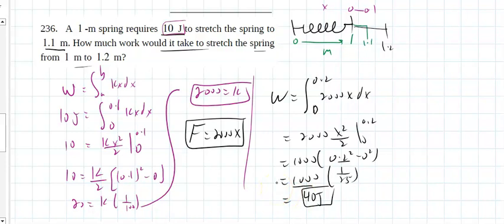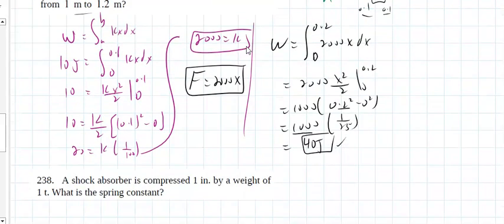Now notice in the first 0.1 meters, it took 10 joules. In the next 0.1, even though equivalent distance, it took 40 joules. As you stretch the spring more, it's going to be more resistant, and the work is going to increase depending on the stiffness of the system.